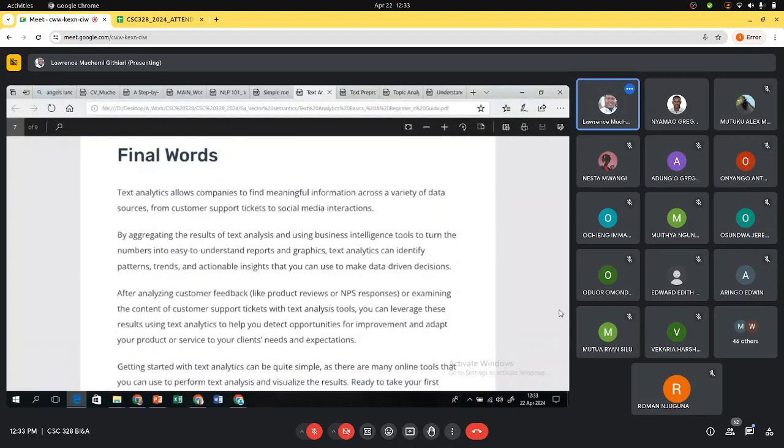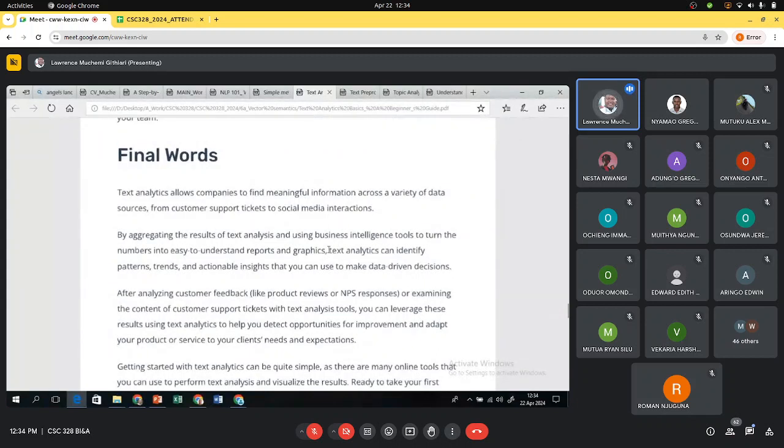The second paragraph, that you can aggregate results from what? From text analysis, like semantic analysis and so on, and other BI tools like what you've seen up there, the open BI and so on. So you can understand your information easily. But if you want to get the actionable information, then you come here and say text analytics can identify patterns, trends, and actionable insights. So that's very important. You need to distinguish that.